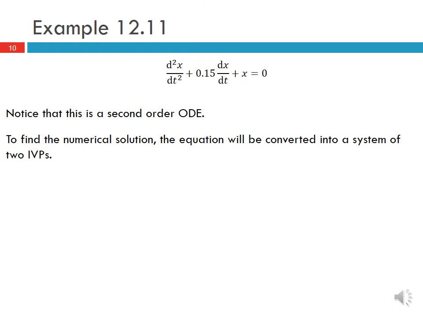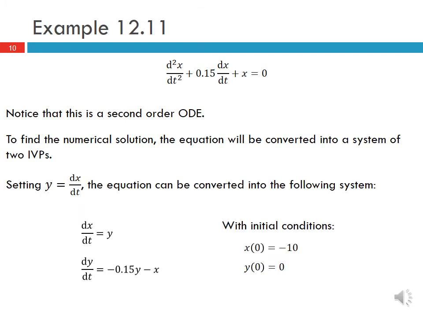So we can notice that this is a second order ODE. This means that we can convert this into a system of two first order initial value problems. If we set y equal to dx/dt, then the equation can be converted into the following system: dx/dt is equal to y, dy/dt is equal to minus 0.15y minus x, with our initial conditions x(0) equal to minus 10 and y(0) equal to 0.